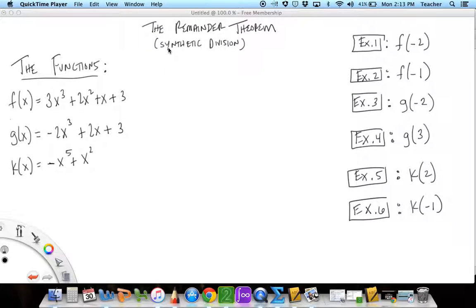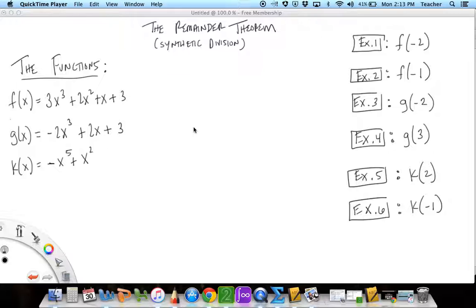Okay, and in quotations here I have put synthetic division. So if you are looking for more resources on the internet on this particular topic, you can look up the remainder theorem. Also, you can find some other examples on synthetic division. This concept of the remainder theorem becomes very helpful when we start graphing functions, and you don't have to sit there and type it in a calculator over and over and over again.